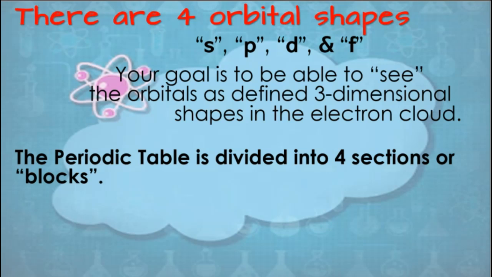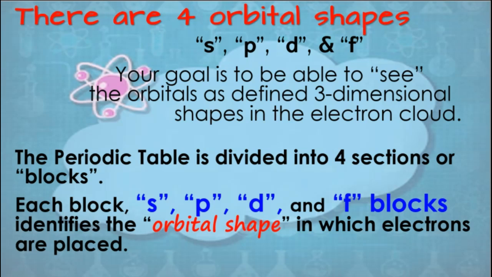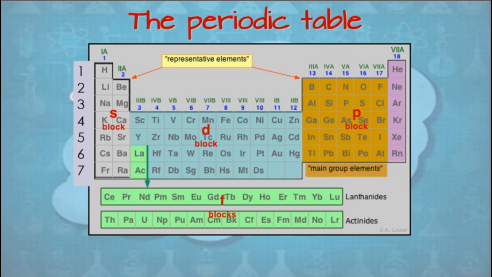All right, the periodic table is divided into 4 sections or blocks, each one of which identifies the shape in which the electrons in that block are being placed. It's a real easy thing, and getting to know this portion of the periodic table is massive. If you look at this periodic table, you will see where each of the blocks are. The tall blocks are the S and the P. They're referred to as the representative elements because the S electrons and the P electrons are your valence electrons. The D's and F's are not.